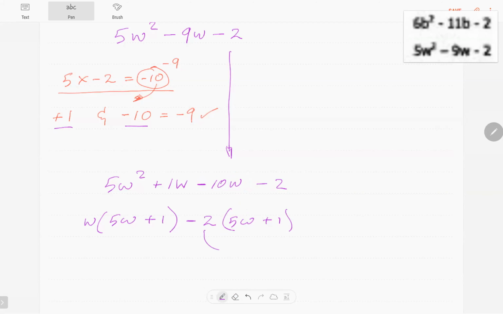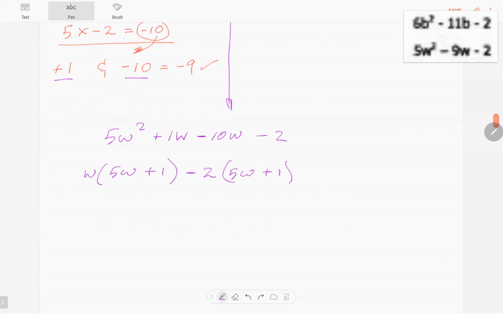So you know that the negative 2 times the 5w is equal to that. That is fine. And the negative 2 times the positive 1 is equal to negative 2. So you know that is correct. All right? And then as usual now, it's this and this times that common factor. Same as that. So it becomes w minus 2 times the common factor of 5w plus 1. All right, so that's those two examples.